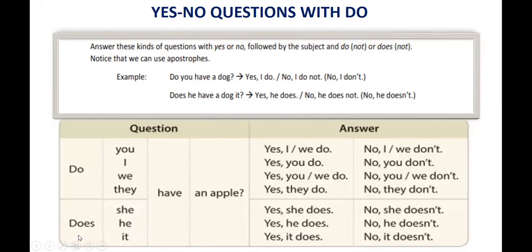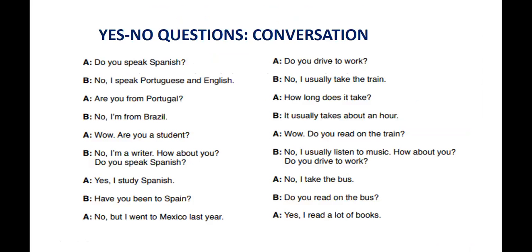But when I'm formulating a question, I don't need to change the verb, ¿verdad? Cuando estoy formulando una pregunta, no tengo que cambiar el verbo principal a la tercera persona porque aquí tengo el auxiliar does. Does she have an apple? Yes, she does. Does he have an apple? Yes, he does. Does it have an apple? Yes, it does. And also, I can answer in the negative way. No, she doesn't. No, he doesn't. No, it doesn't. Okay, and they are also yes, no questions, okay?